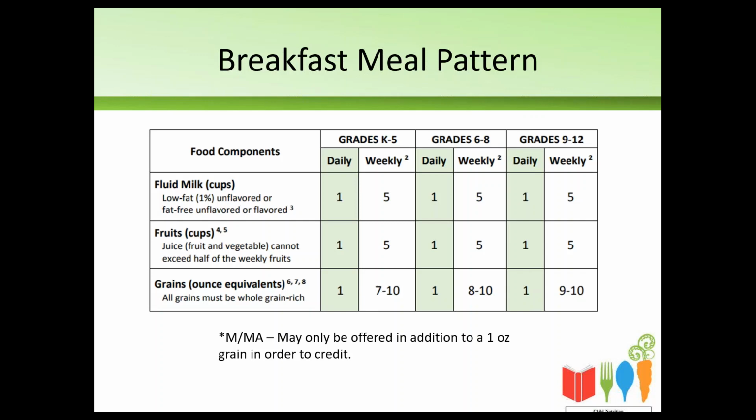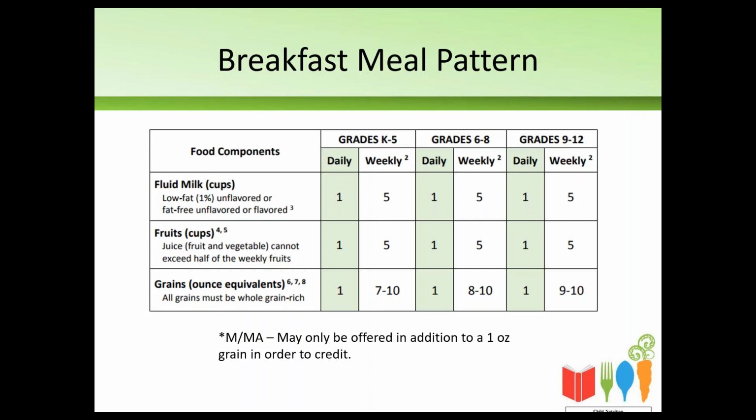Here is a table outlining the breakfast meal pattern. The required food components for breakfast are milk, fruit, and grain. It is optional for food service to provide a meat alternate at breakfast. Each component has a required daily minimum offering and weekly minimum offering. As you can see, requirements are similar across grade groups with the exception of the weekly offering for grains.